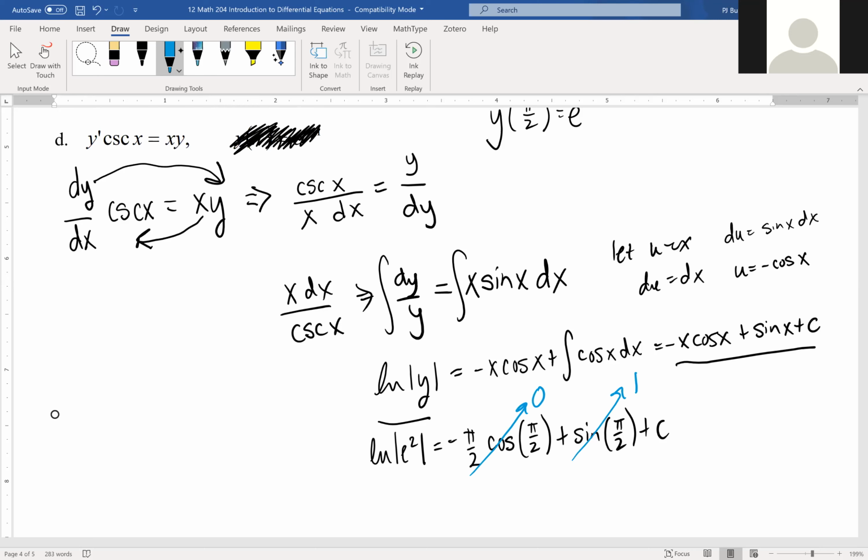The log of e squared, right? E squared is obviously positive, so we don't need the absolute value. Natural log of e squared is just going to be 2, because natural log and e are inverse functions. So you get c equals 2 out of that.